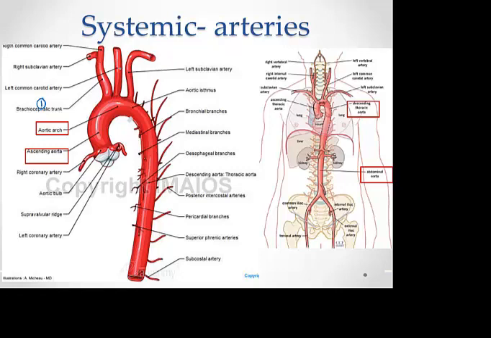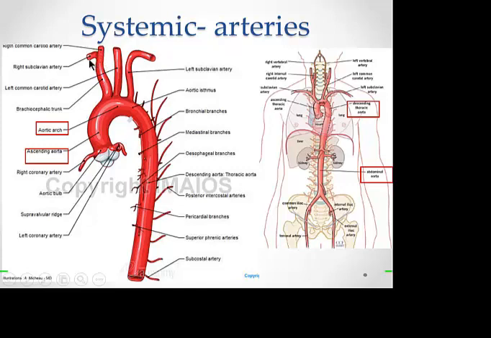Look at the second branch labeled here. Left common carotid, which will go up to the head and neck area. And third branch from the arch of the aorta called left subclavian. Remember, subclavian was going to the upper limb. So these are called left common carotid, left subclavian. So what happened to the right common carotid and right subclavian? If you look at this picture carefully, you can see that the brachiocephalic trunk actually divides into a right common carotid and a right subclavian.